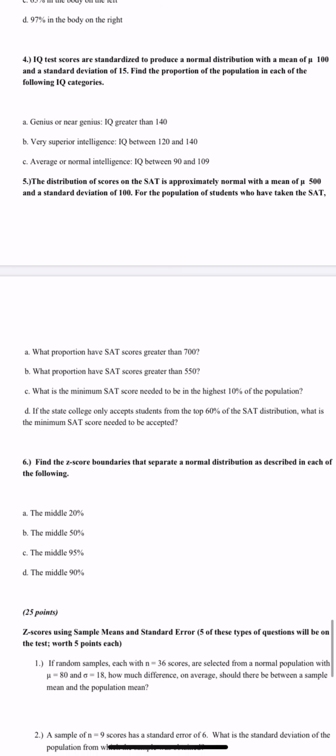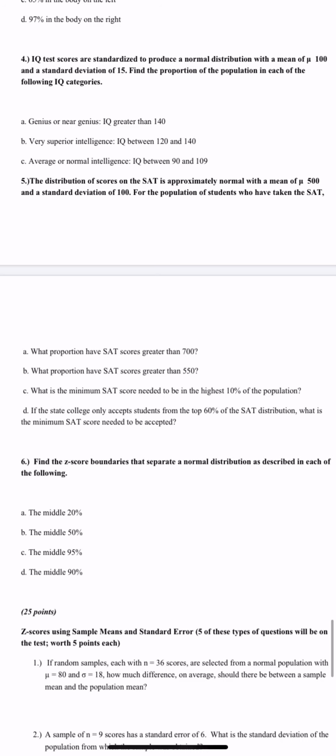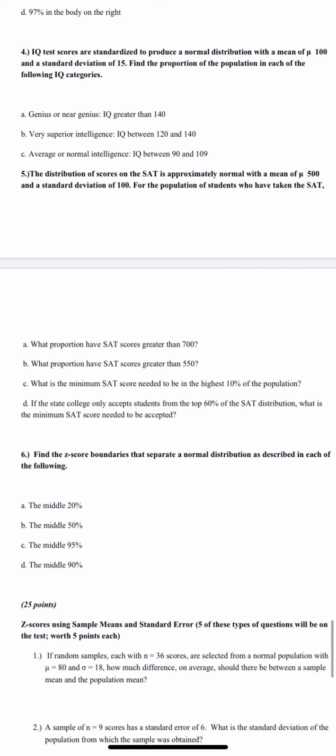What proportion have SAT scores greater than 550? So plug it into the z-score formula. 550 minus the mean, which is 500, divided by the standard deviation, which is 100, comes out to 50 divided by 100, which equals 0.5. So 550 is above the mean, the z-score is positive, so we know we are going to look in the tail. So when you look in the tail of 0.5, you get 0.3085.